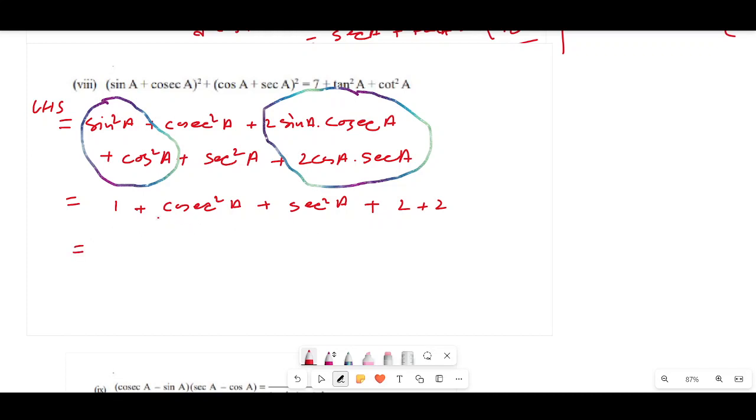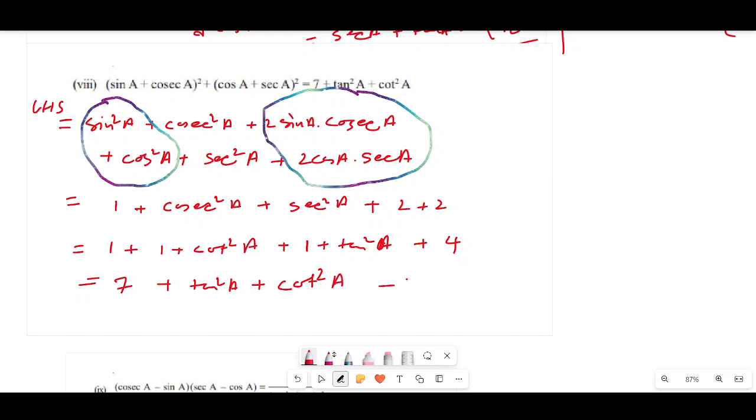Now 1 plus sec square A and 1 plus cosec square A. Here it will be cosec square theta minus cot square theta equal to 1. Then cosec square theta will be 1 plus cot square theta, and sec square theta is 1 plus tan square A. Tan square A plus 4, 4 plus 3 is 7. So 7 plus tan square A plus cot square A. That is the answer. This is the right hand side. So this is the solution of the given question.